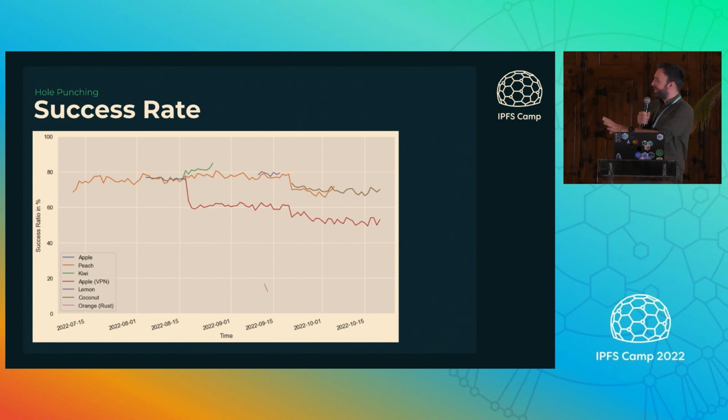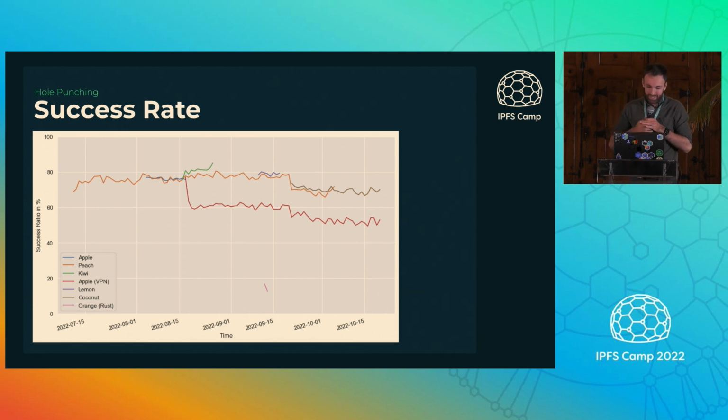Then there are some interesting things going on. You can see the red line that goes down at some point. And this is a client that was running over a VPN network. And I think this needs further investigation as to why the success rate is significantly lower than the others. The other lines are roughly at the same levels, but the client in the VPN network is, let's say, 20% less successful than all the other clients. So this may be something to look into.